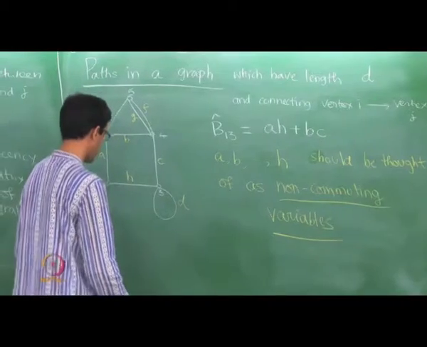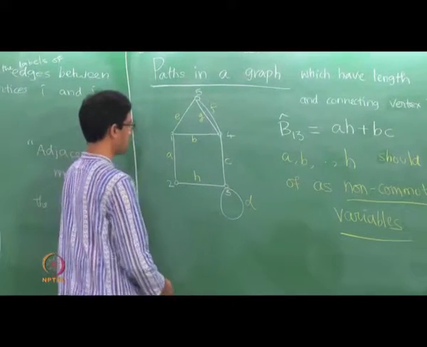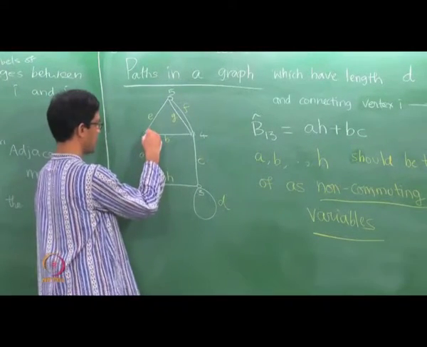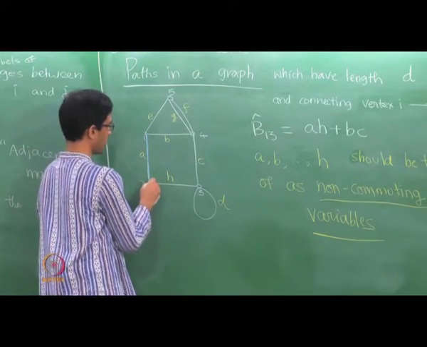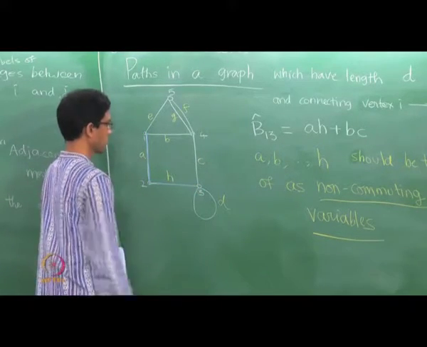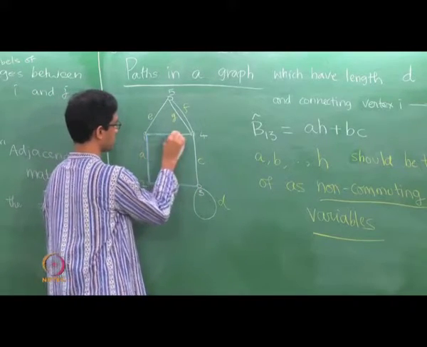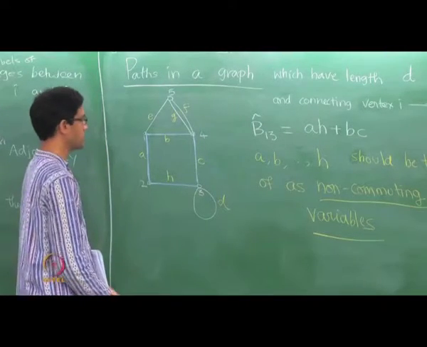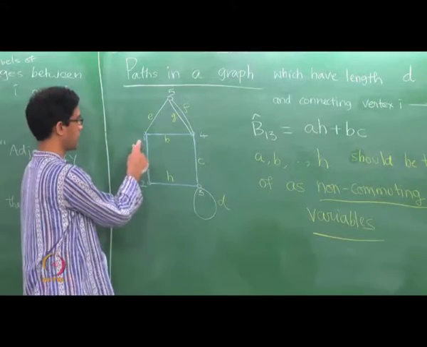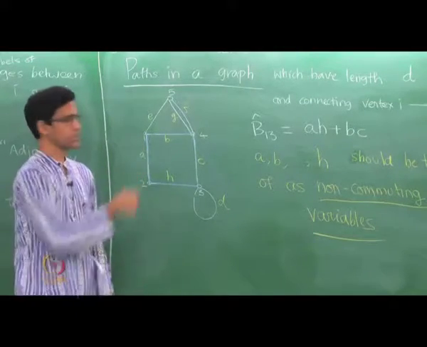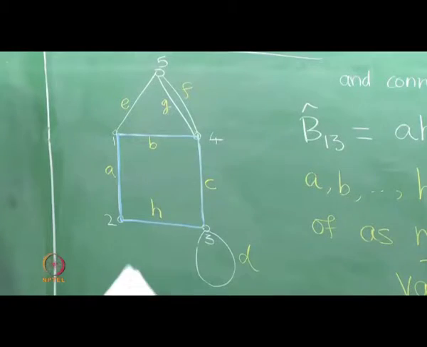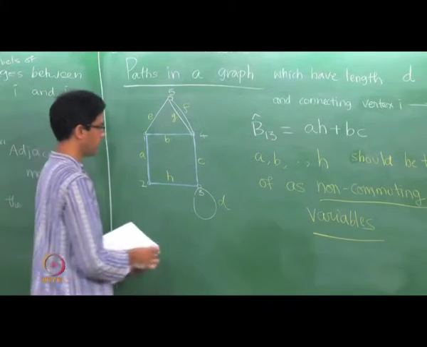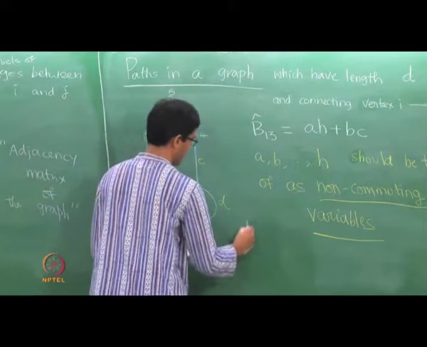So when I say b hat 1,3 is AH plus BC. Okay, now the word AH, if you think of it as somehow encoding the path which first goes along A and then H, and BC as encoding the path which first goes along B and then along C, you will observe that AH and BC just refer to paths of length 2 which connect 1 with 3. Okay, so both of these, AH and BC, are paths of length 2 which connect the vertex 1 with the vertex 3.